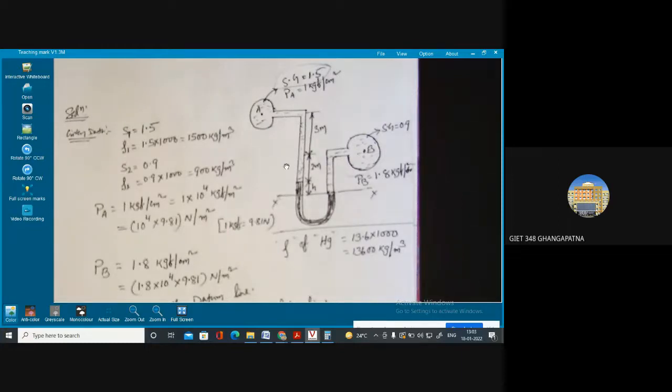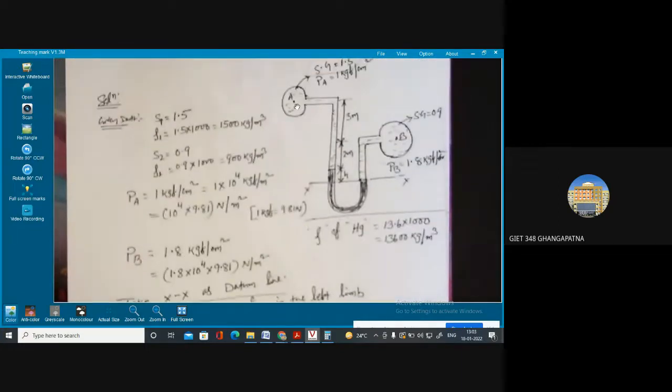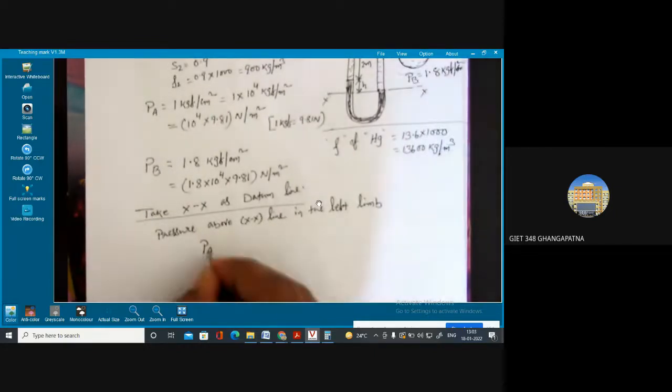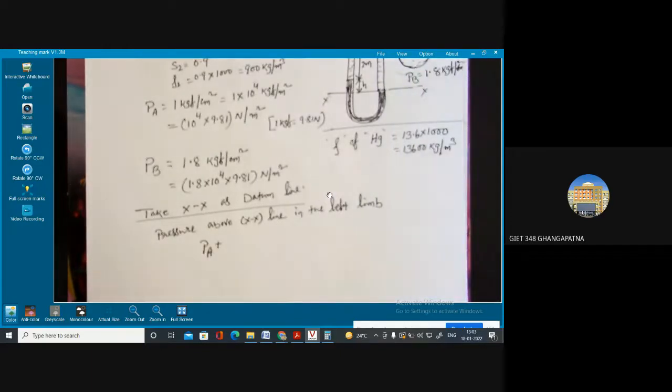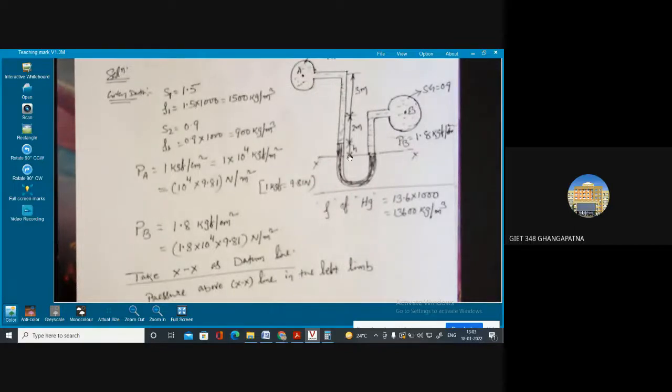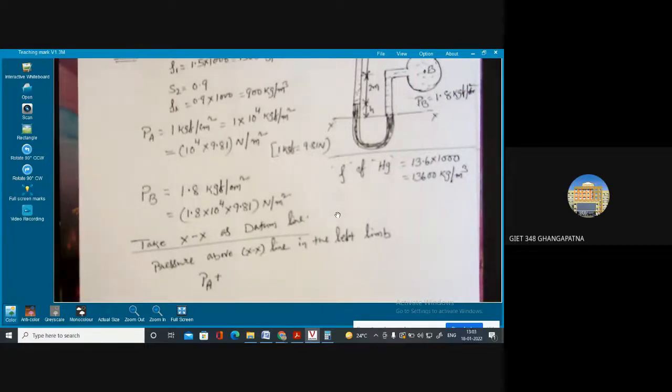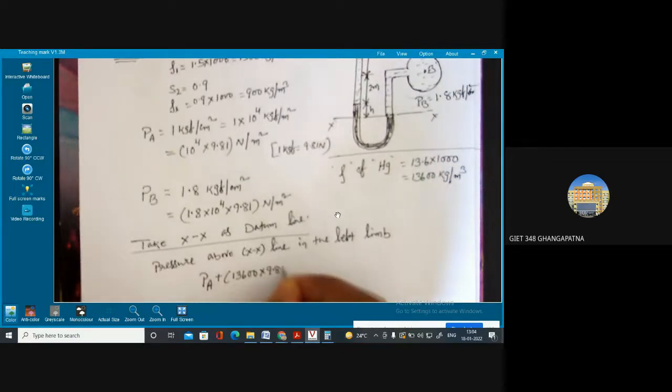So let us see here. One by one I am writing. First one is the pressure at A. You have to consider this, or not? In the left limb, it is pressure at A plus. Got it? Next. Here mercury is there or not? What is the height of mercury in the diagram, in the left side? It is h, or not? Yes, sir. So what is the pressure formula? Rho g h, or not? Okay. So what is the rho of mercury? Just now you have calculated 13600. Rho g h, same formula: 13600 into 9.81 into h.